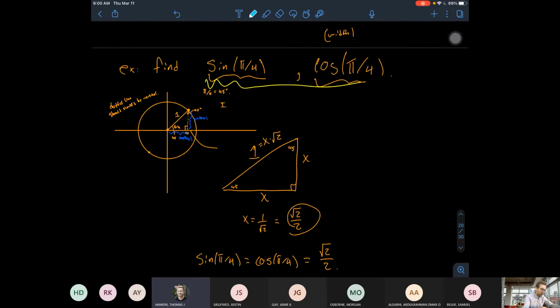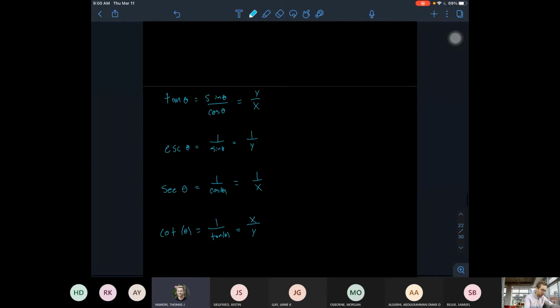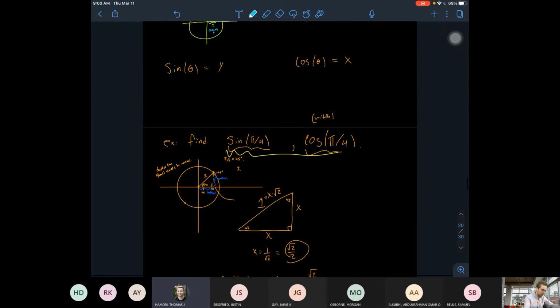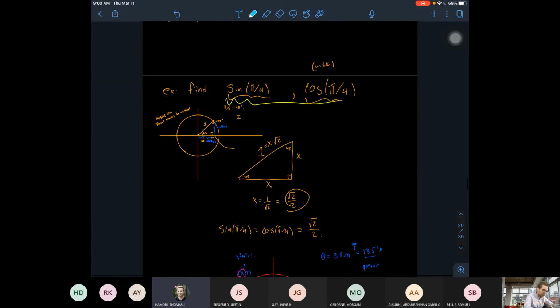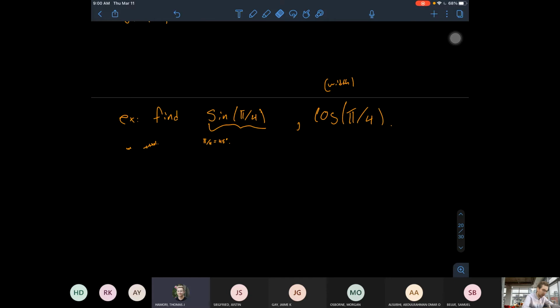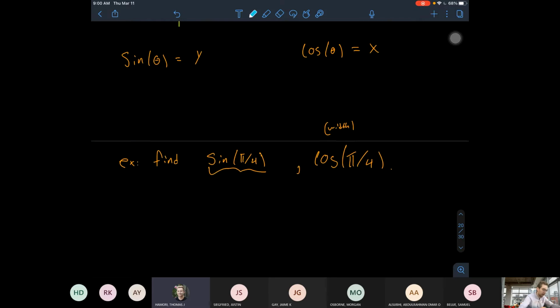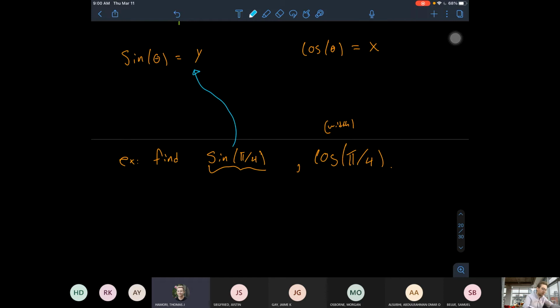Okay, so let me maybe go back through this example. So let's find out what are sine of pi over 4 and cosine of pi over 4. Okay, and I'm going to use these definitions. The definition says that this number sine of pi over 4 will be the y-coordinate on the unit circle, which corresponds to the angle theta, which in our case is pi over 4.